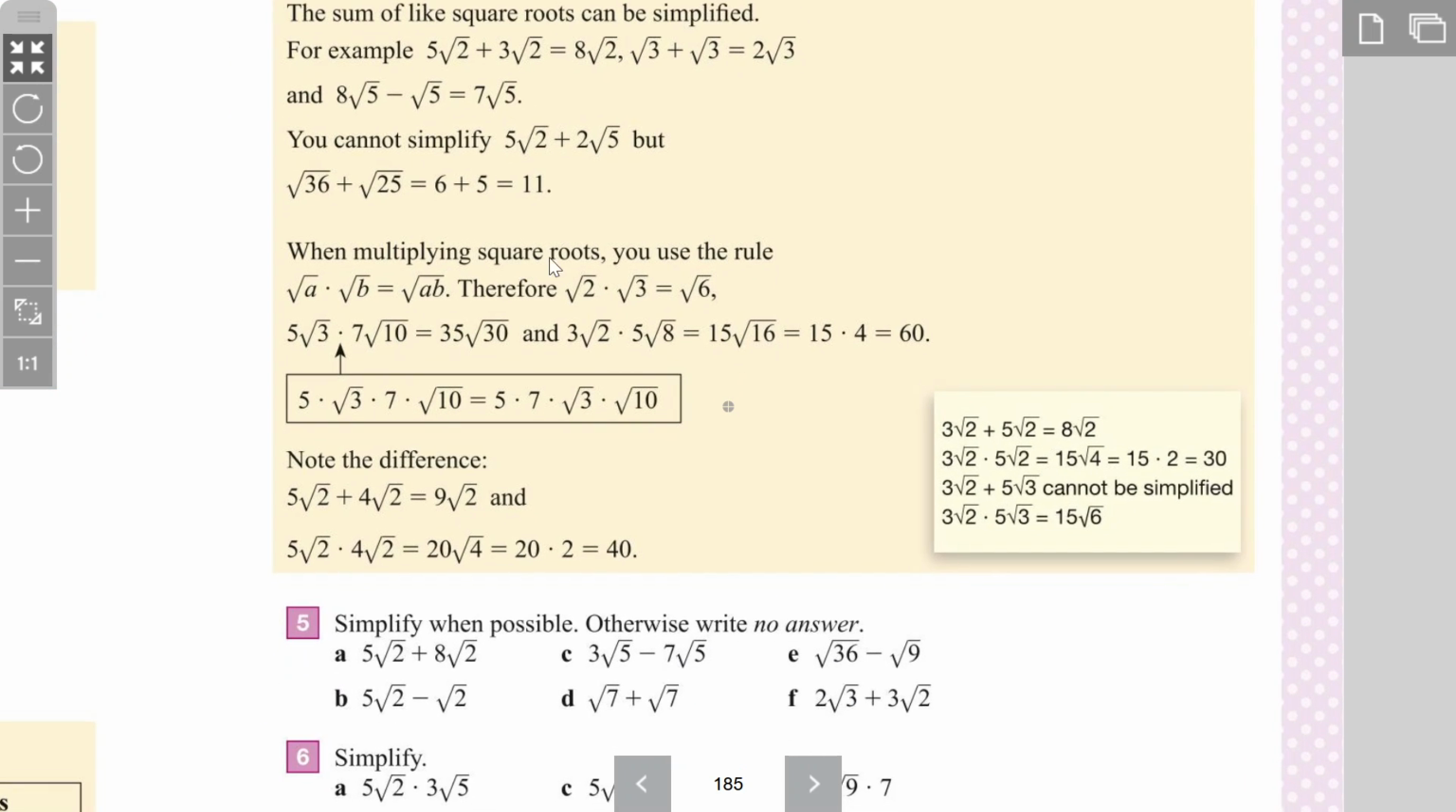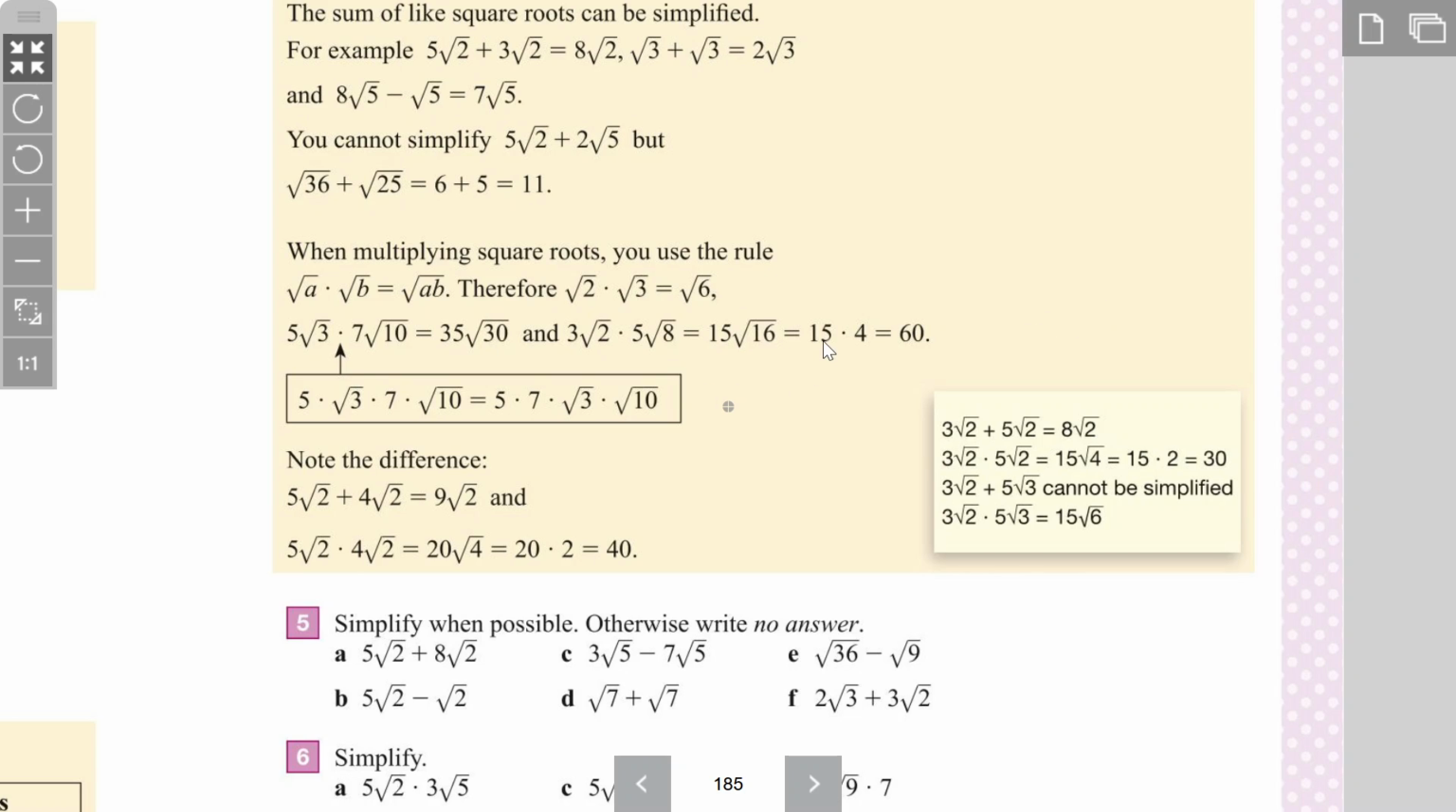Multiplying square roots, square root A times square root B, you can then multiply them inside of your square root. So here A times B is AB, 2 times 3 is 6. If you have numbers in front, first do the numbers in front times each other. So in this case that means doing 5 times 7, and do the numbers inside of the square root times each other, 3 times 10. Okay?